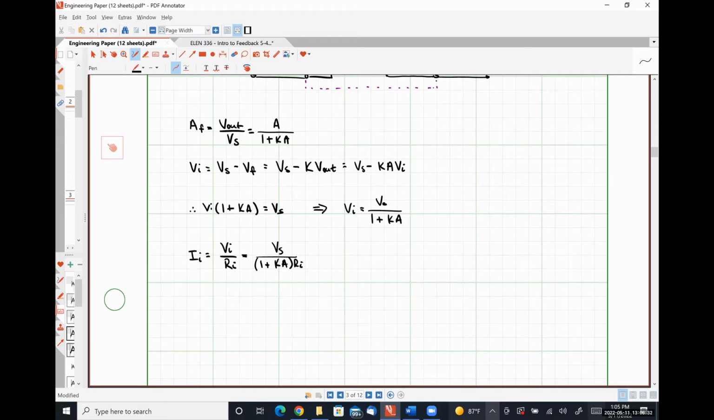Since our current Ii is the current that's being supplied by our voltage source, that means our resistance with feedback, RIF, is simply Vs over Ii, or 1 plus KA times Ri. So we can see that series mixing boosts our input resistance, which is exactly what I stated earlier, but now we can see mathematically why it's happening.